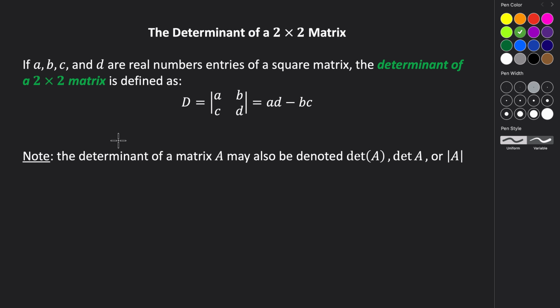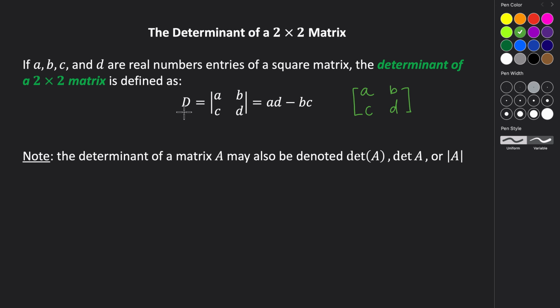So if we're given some matrix with real number entries A, B, C, D, maybe it looks something like this. So A, B, C, D, right? It's a matrix in this form. It's a square matrix, so it has the same number of columns and rows. We can say that its determinant would look like this.